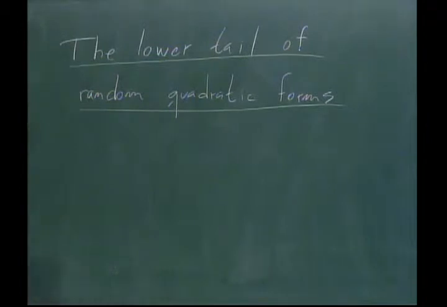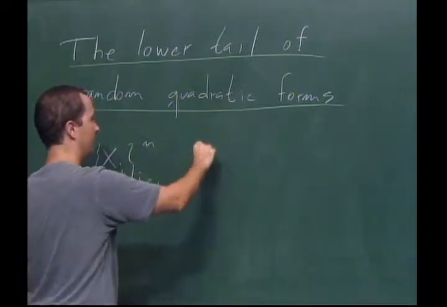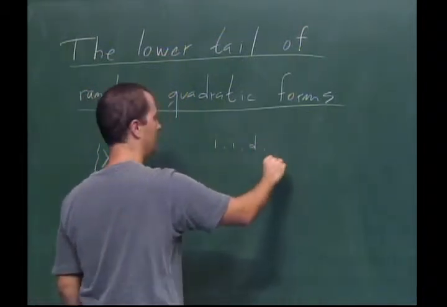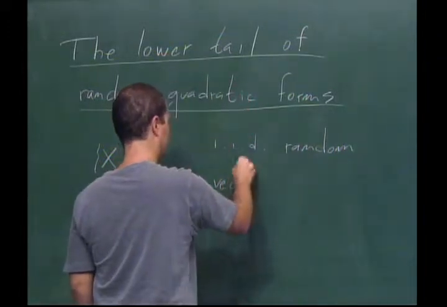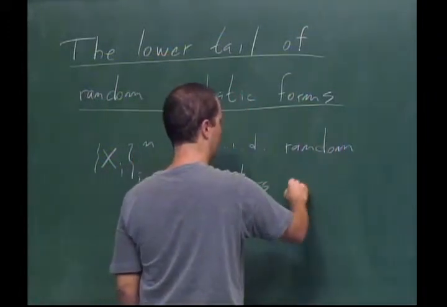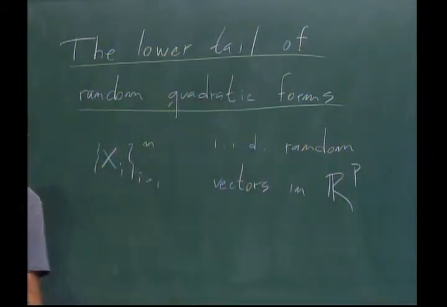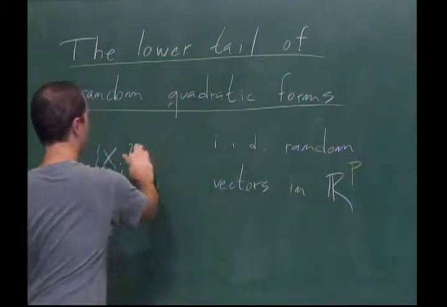So let's first define the kind of object that we'll be studying. You have random vectors. Let me assume they are IID, just for simplicity, though we probably don't need that. In p-dimensional space, so this is the dimension, and this is our sample size.